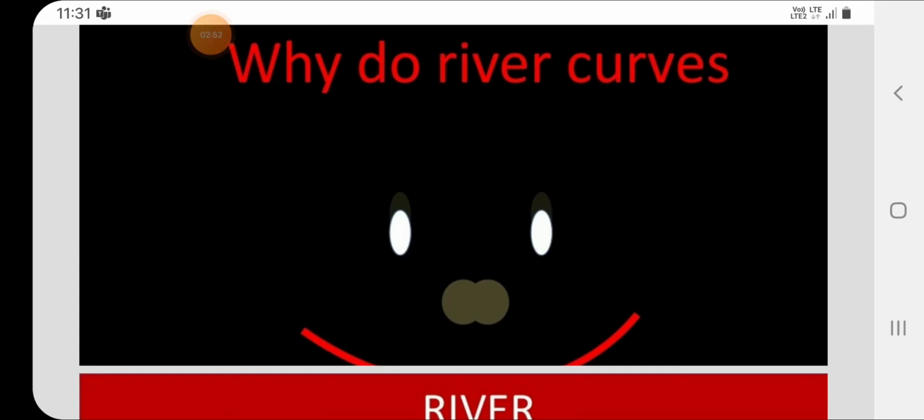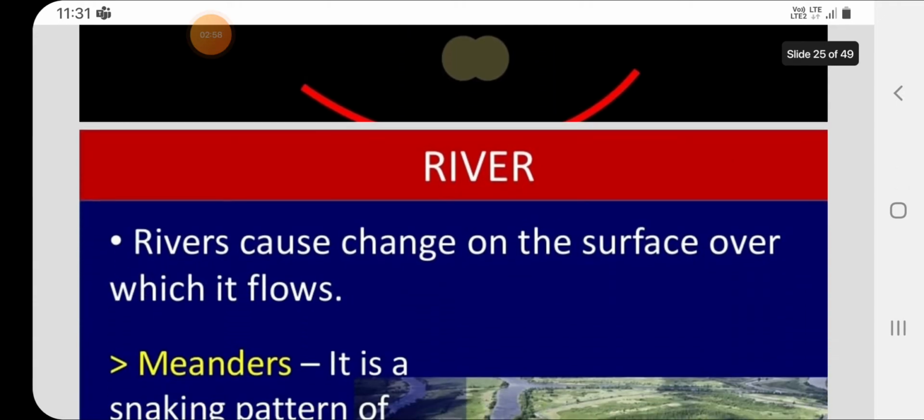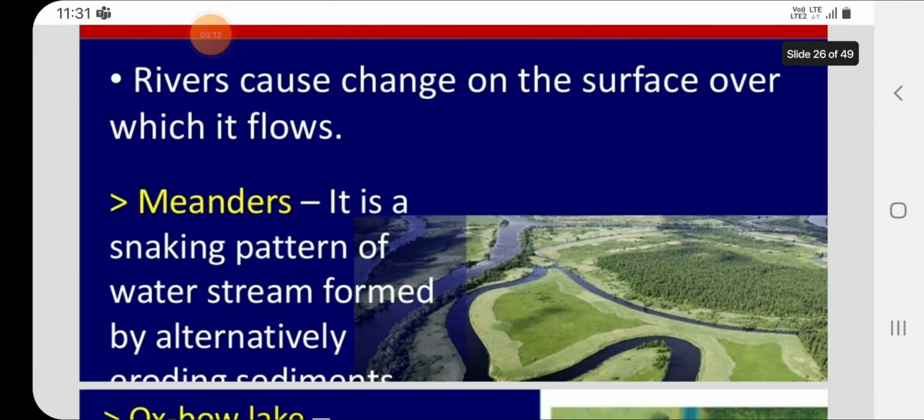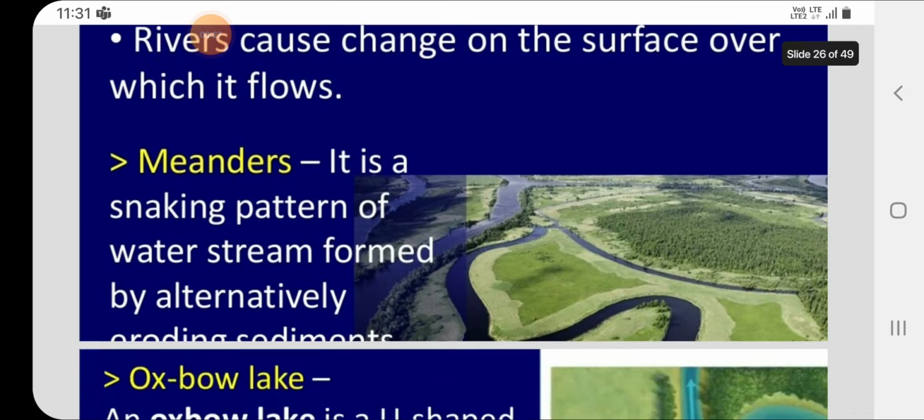Why does a river curve? A river curves due to changes on the surface over which it flows. As the river enters the plain, it twists and turns, forming large bends known as meanders. Here we can see the picture. Meanders are a snaking pattern of water stream.